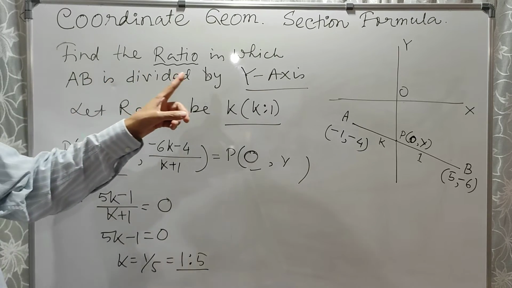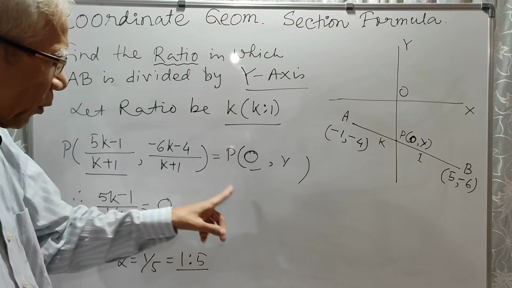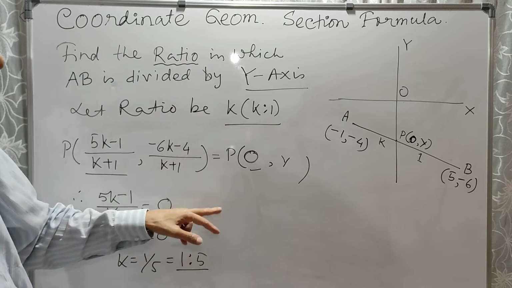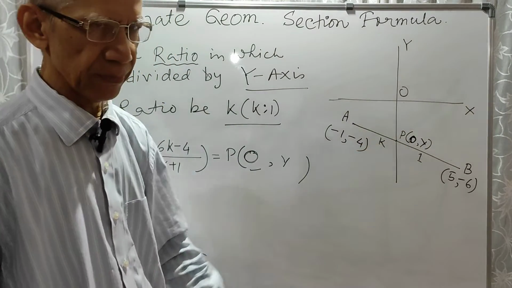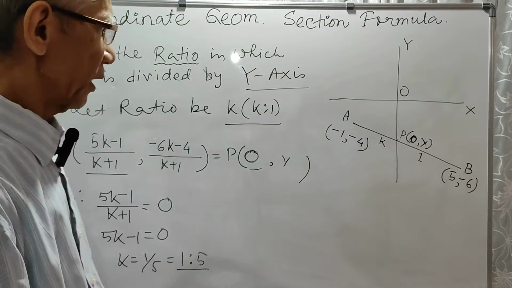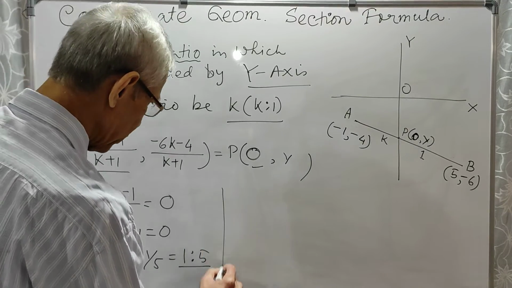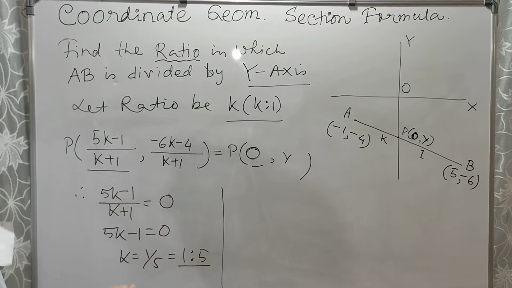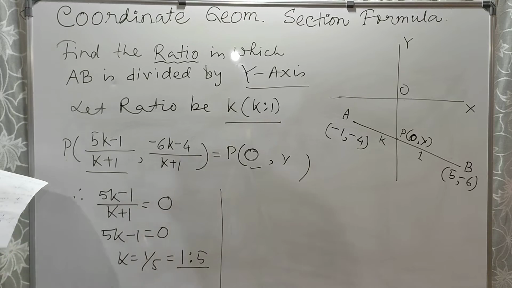Now suppose there is a second part in this type of question: find the coordinates of P. That means the y value we now have to find out. So that second part of the question, find the coordinates of P. So what do we get?